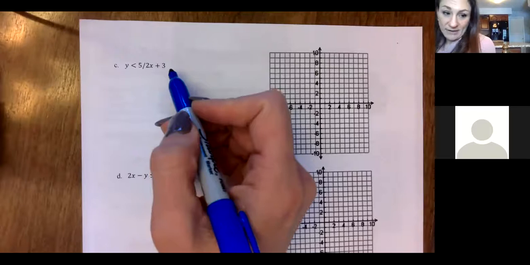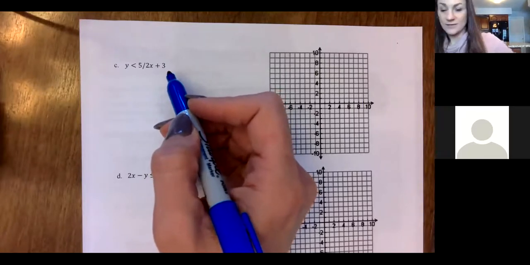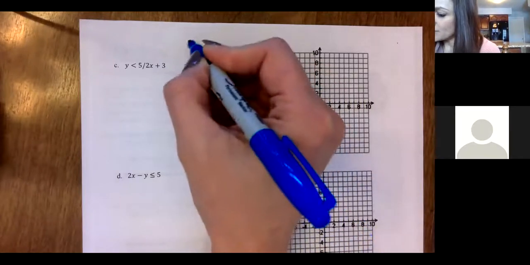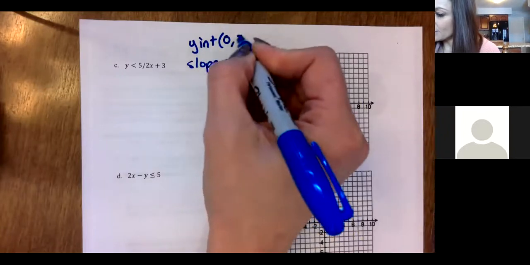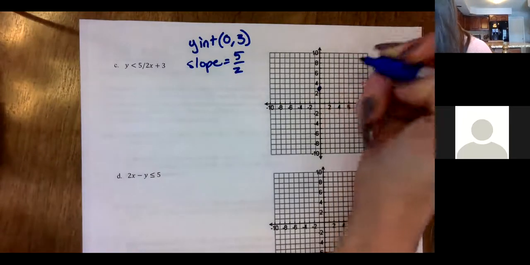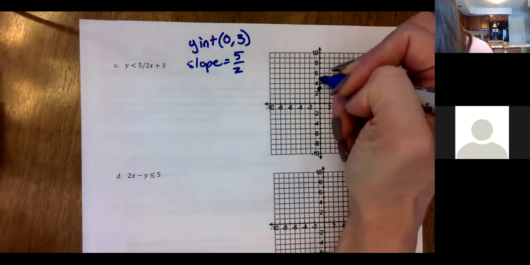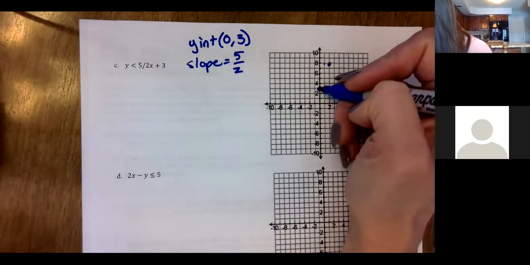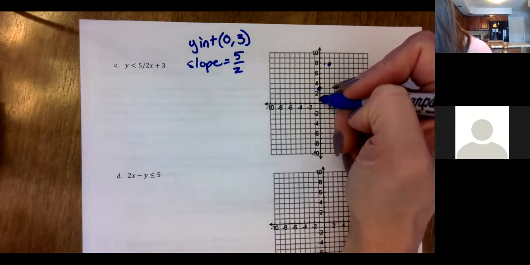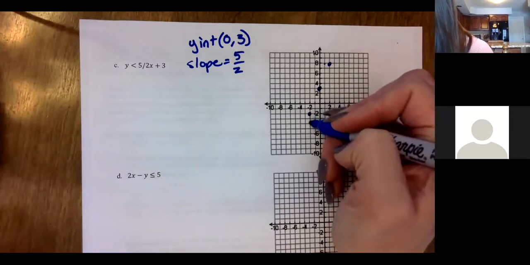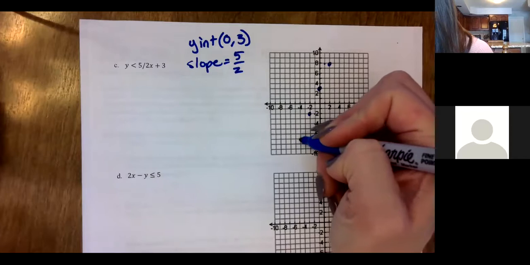All right, for this next one, step 1, graph the line like you would normally graph lines. So slope is 5/2, and the y-intercept is 0, 3. So I'm going to put a point at 0, 3, and then I'm going to go up 5, 1, 2, 3, 4, 5, and to the right 2. To reverse that, I'm going to go down 5, 1, 2, and to the left 2, down 5, and to the left 2.